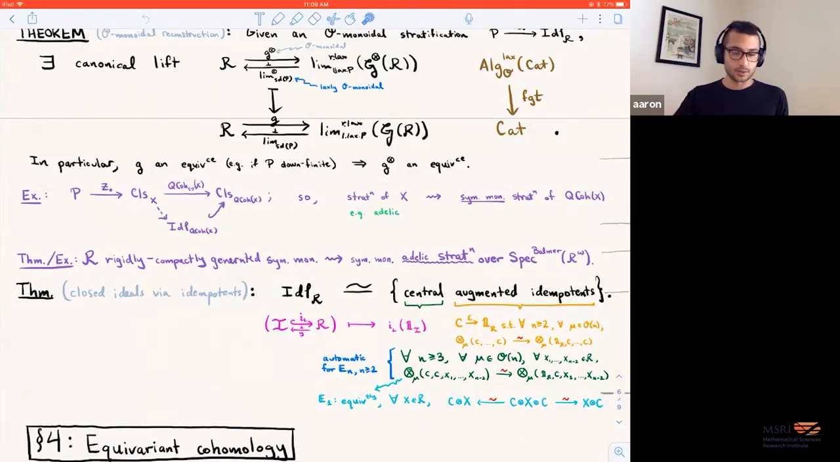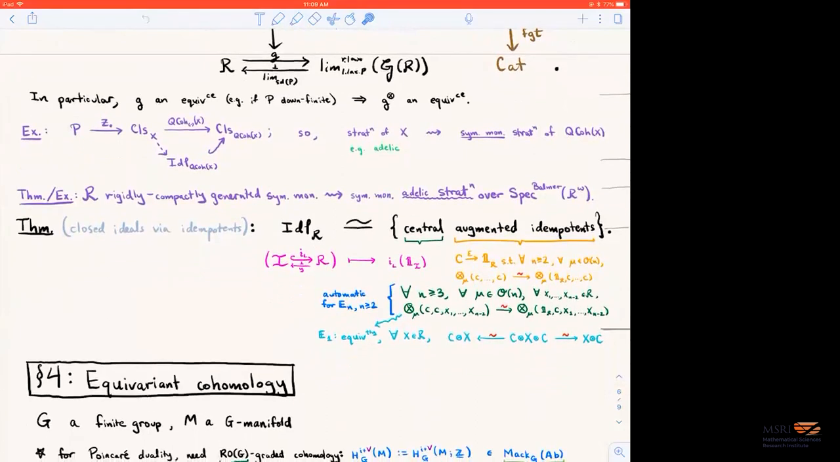Okay. So I guess there's still plenty of time. So I will say a few words about equivariant cohomology.